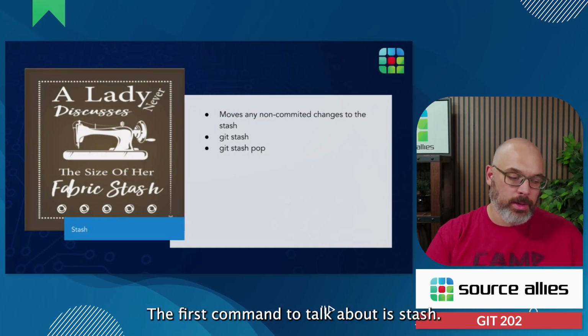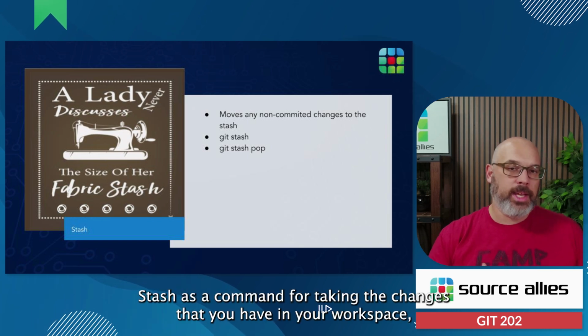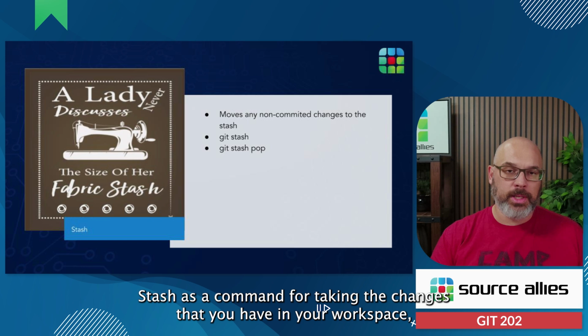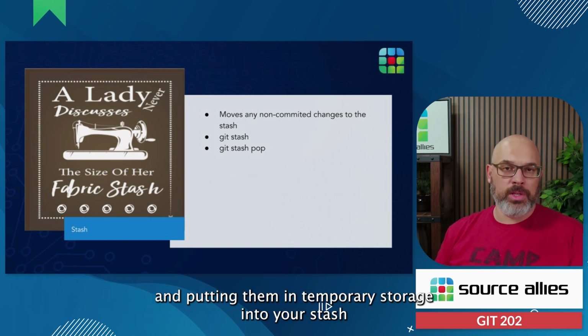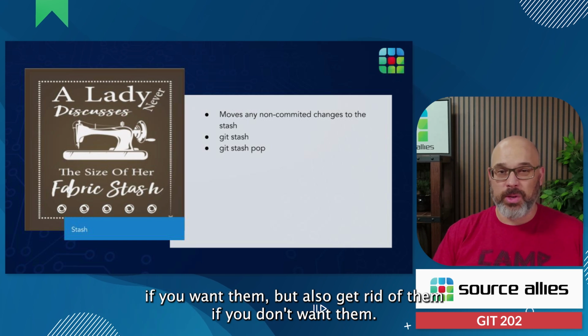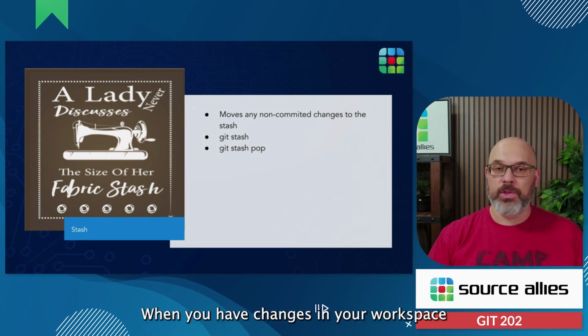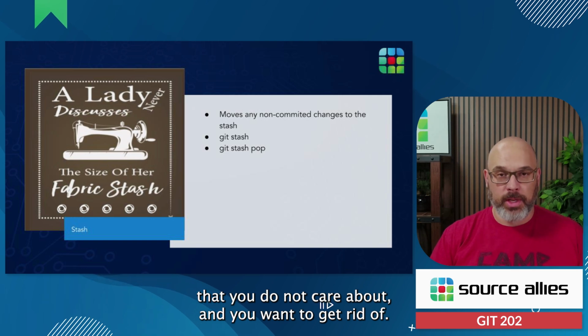The first command to talk about is stash. Stash is a command for taking the changes that you have in your workspace and putting them in temporary storage into your stash so that you can get them back if you want them, but also get rid of them if you don't want them. This is generally the right tool for the job when you have changes in your workspace that you do not care about and you want to get rid of.